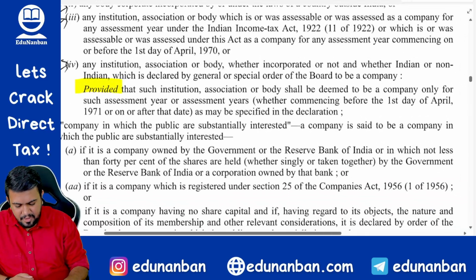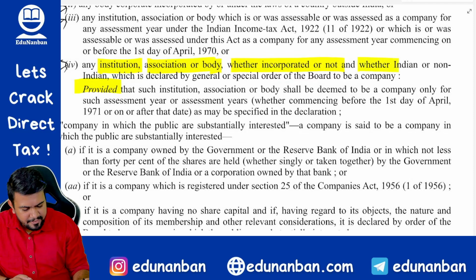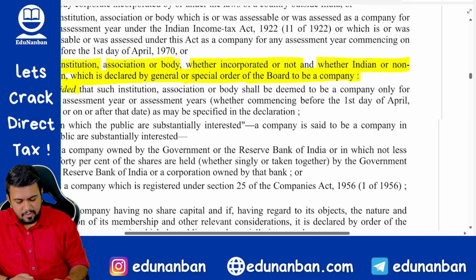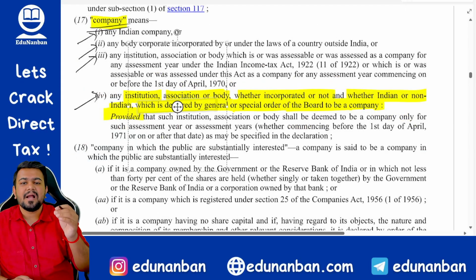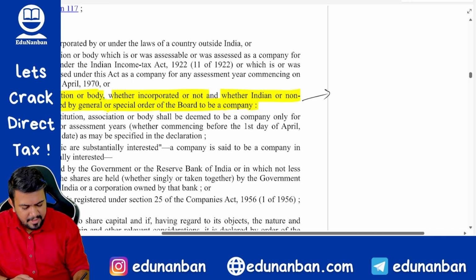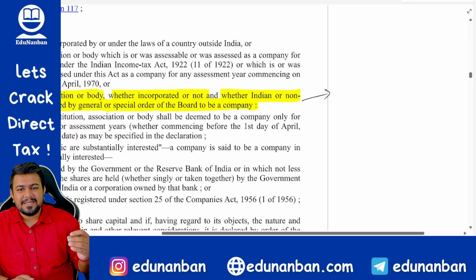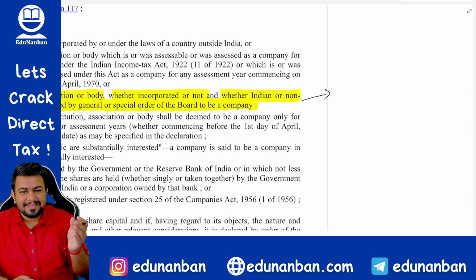Here if you see the fourth point: any institution, association or body, whether incorporated or not, whether Indian or not, which is declared by general or special order of the board to be a company. So what is given? Here there is a list of who and all will be considered a company as per Income Tax Act. Now if you see the fourth point, it is given that if the board decides and gives an order that someone will be considered as a company, then they are also included in the company definition.